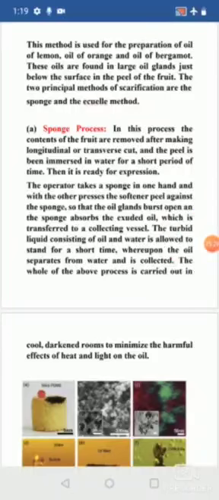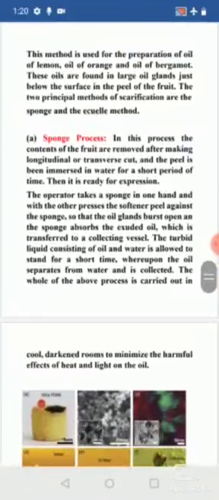So you are going to take one sponge and the peel of that fruit. You are going to soak that peel in water for a sufficient period of time. Then you are going to take the sponge and squeeze it against the peel. The oil glands present in the peel have become softer because you have soaked it in water, so they absorb the water and swell. Just press it against the sponge, and that is going to rupture and exude the volatile oil.